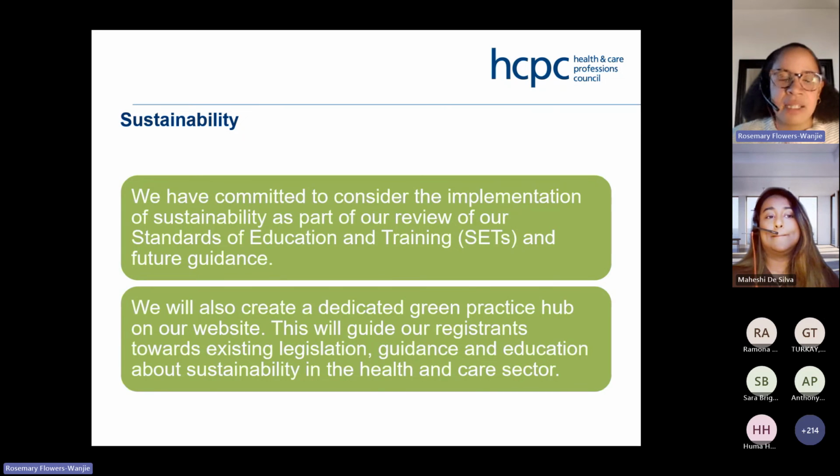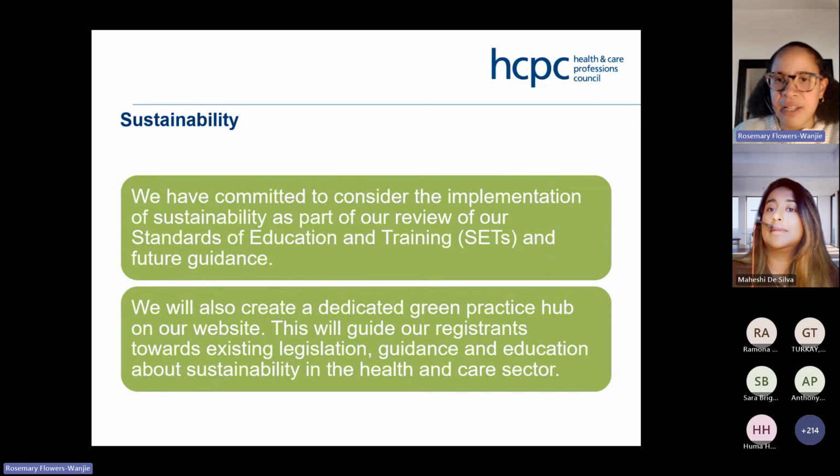We haven't added a new standard on sustainability or made any specific changes to the standards that relate to practicing sustainably. However, we have committed to reviewing sustainability as part of our standards of education and training review in 2024. And we will also be creating an area of the HCPC website that discusses practicing sustainably, and that will be our Sustainable Practice Hub.